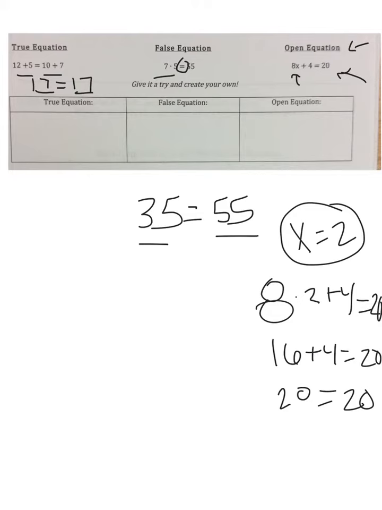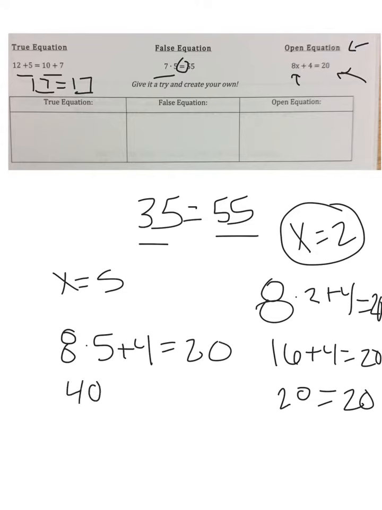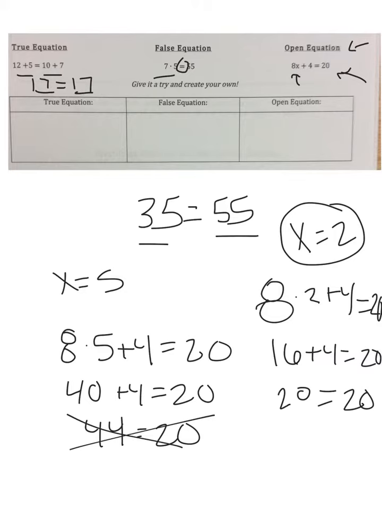So I could think to myself, well, what if x was 5? What if x equaled 5? Well, 8 times 5 plus 4 equals 20. Let's find out if that's true. 8 times 5 is 40. 40 plus 4 equals 20. And as you see, 40 plus 4 does not equal 20. That one is not true. So when I look at these two things, I notice, well, if x was 5, it would be false. If x was 2, it would be true. We cannot classify this, and since we are not told what x equals, we just call this an open equation because we can't determine that. So down below is a true, false, and open equation.